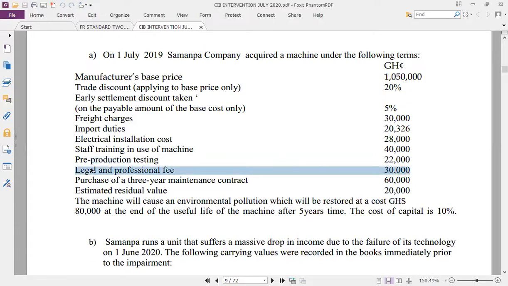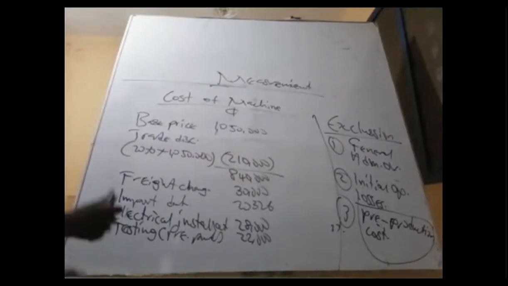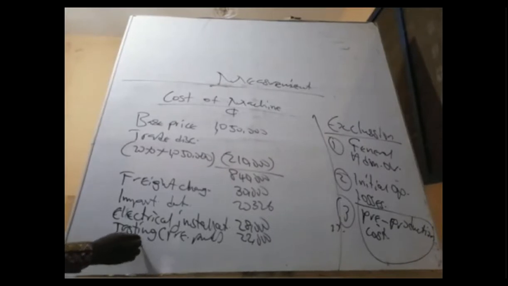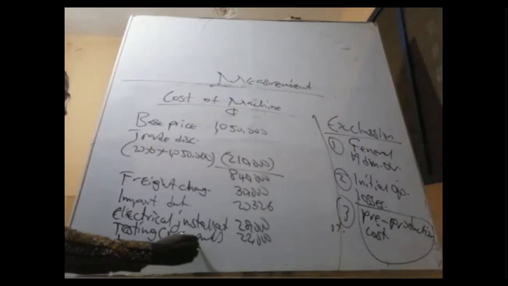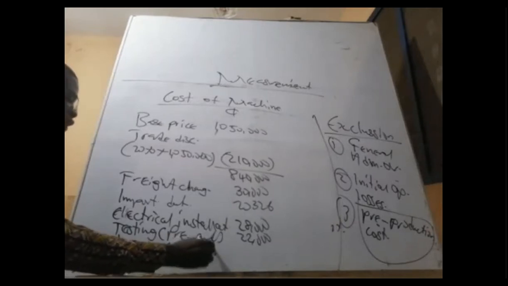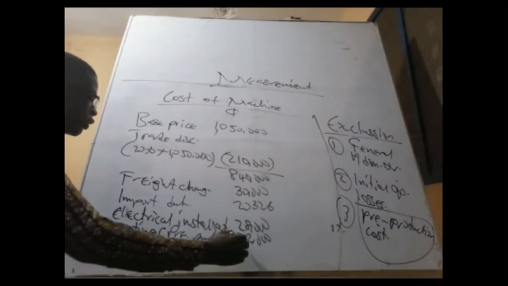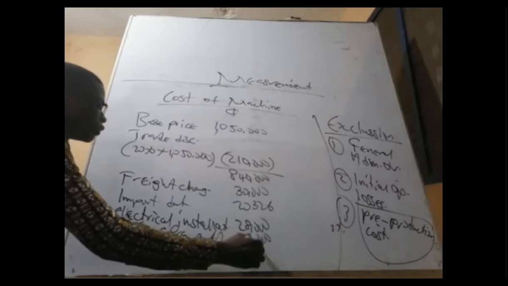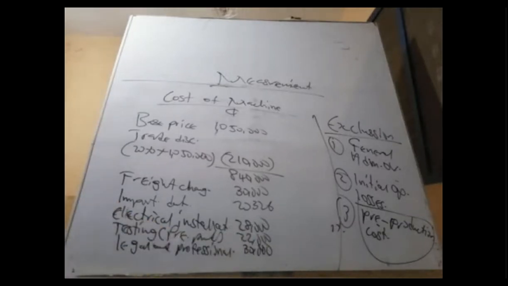Legal and professional fees. Should it be part? 30,000. Yes, must be part. Legal and what? Professional fee. Okay. So legal and professional fee, 30,000. It must be part. Legal and professional fee, 30,000 should be part.